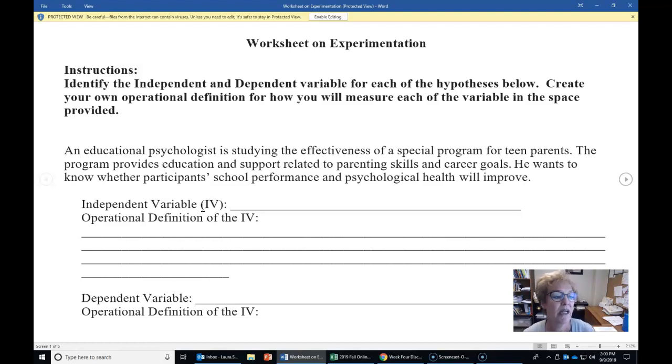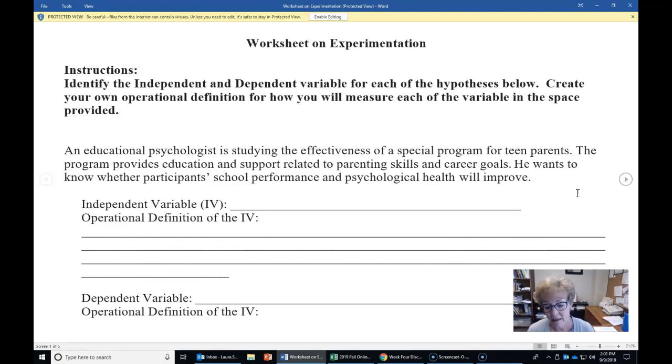So on this first one, an educational psychologist is studying the effectiveness of a special program for teen parents. The program provides education and support related to parenting skills and career goals. He wants to know whether participants' school performance and psychological health will improve. So what you need to do is talk about your independent variable in this one, and I'll just go ahead and give you this one. The independent variable would be the special program for teen parents.